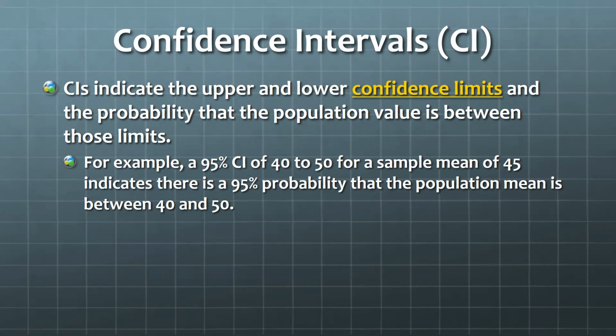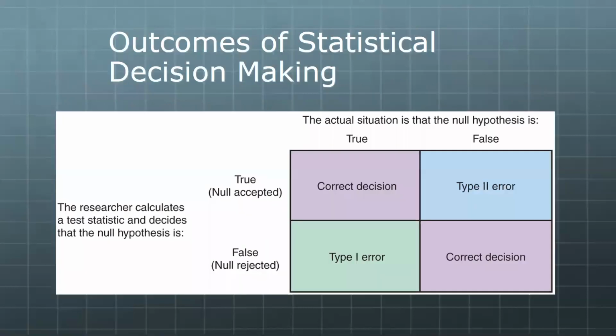So this is how you read this in a study. A 95% confidence interval of 40 to 50 for a sample mean of 45 indicates there's a 95% probability that the population mean is between 40 and 50. So this again gives us an idea of what that is and a way to interpret those statistics.